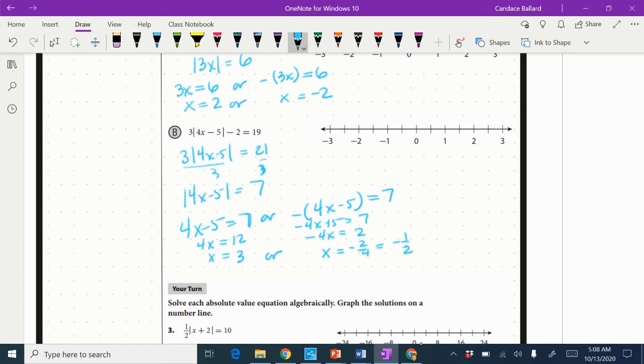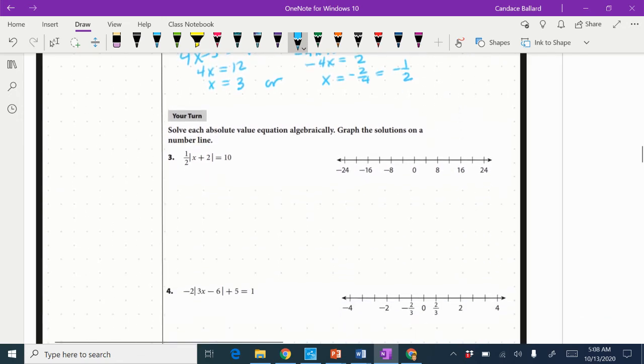So x equals 3 would be here. And notice they even scaled it in 1/2 for you, didn't they? And negative 1/2 would be there. All right, let's keep going. We're going to try this again a couple more times.